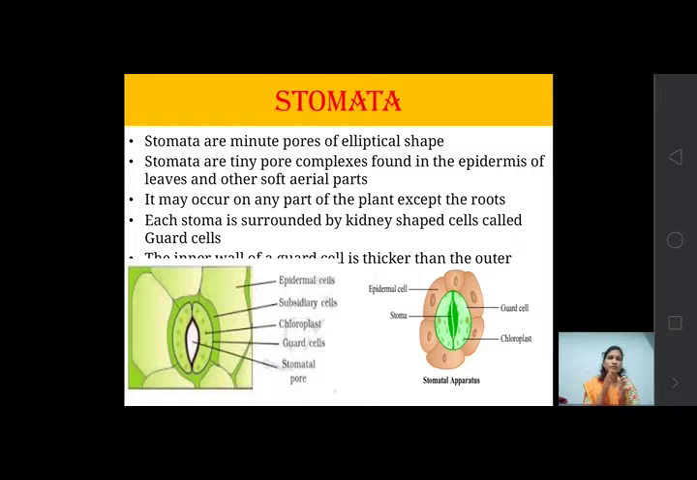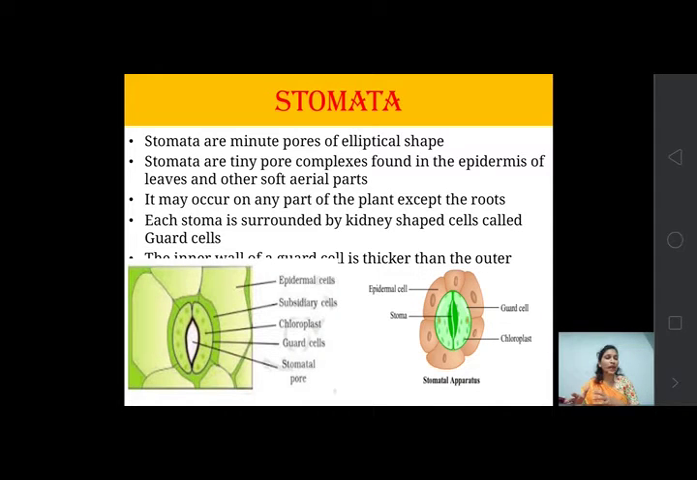In dicotyledons, on the surface of the leaves, the stomata are of the scattered type, present anywhere on the surface of the leaf. It means the arrangement is scattered. But in monocotyledons, the stomata are arranged in parallel rows, because monocotyledons have parallel venation. And in dicotyledons, the leaf shows reticulate venation.